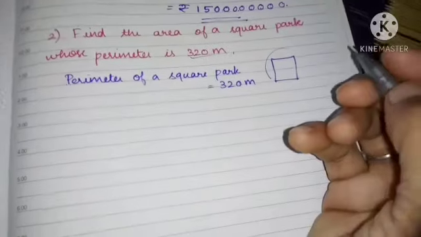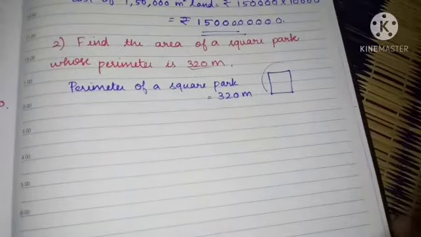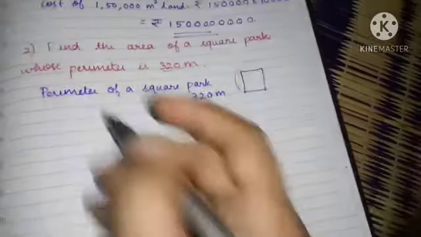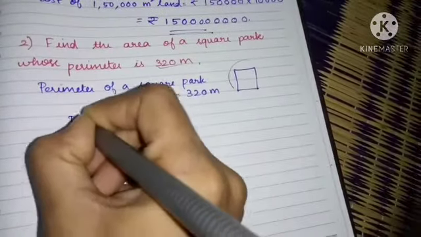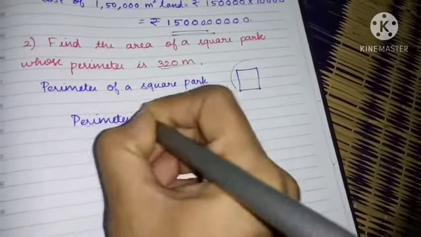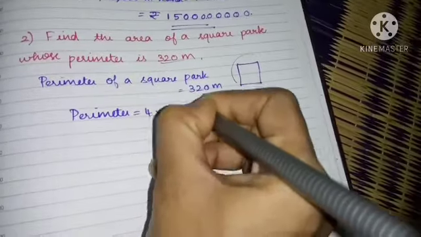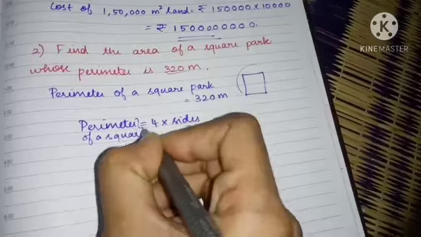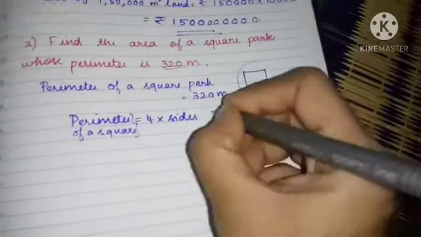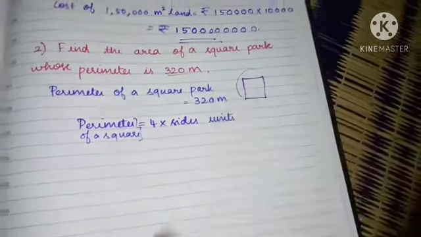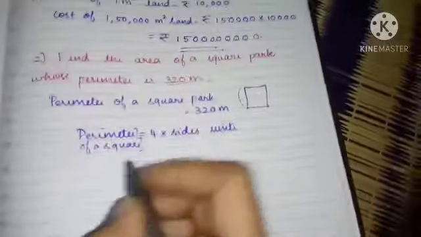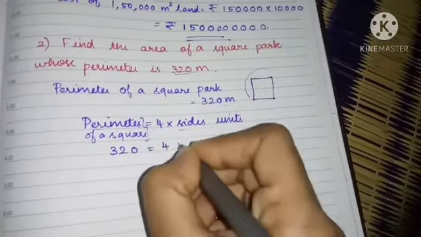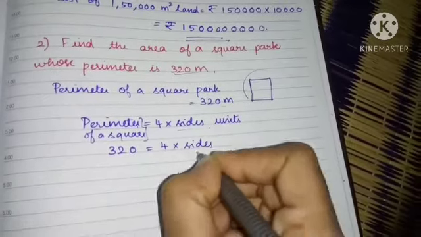So how will you find the side of the square? Because if you know the side only, you can find the area of the square park. Correct? So what is actually the perimeter formula? Perimeter of a square is 4 into side, units. So here we don't know the side. You know the perimeter, which is 320, equal to 4 into side. You want only the side, correct?